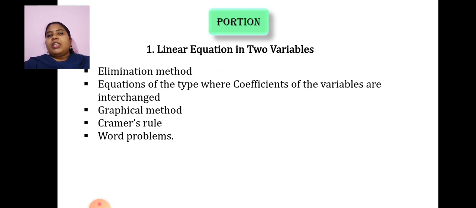Linear equation includes elimination method. Even though elimination method is omitted, you can use this to solve sums. In word problems, you can very well use the elimination method. So I have included it here. Elimination method as such, separately, will not be asked in the exam, that is, solve linear equations by using elimination method. But you can use this method to solve word problems.